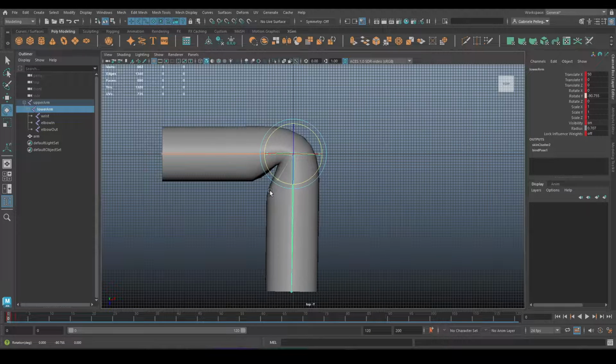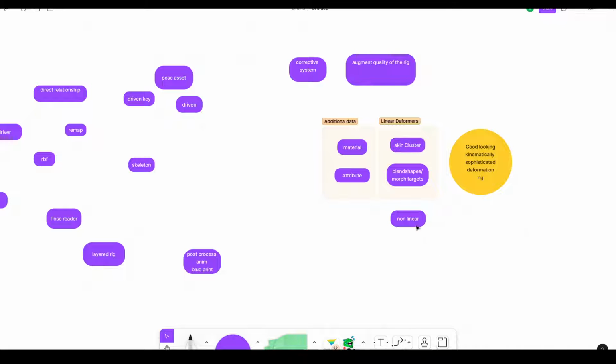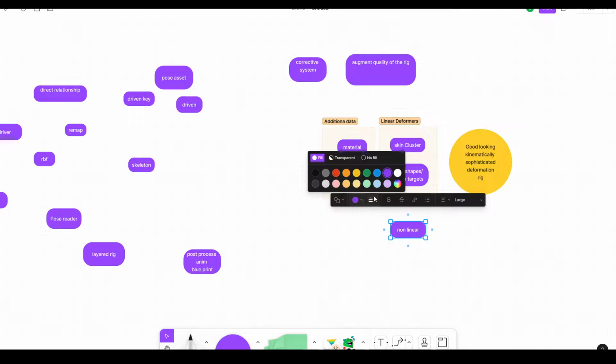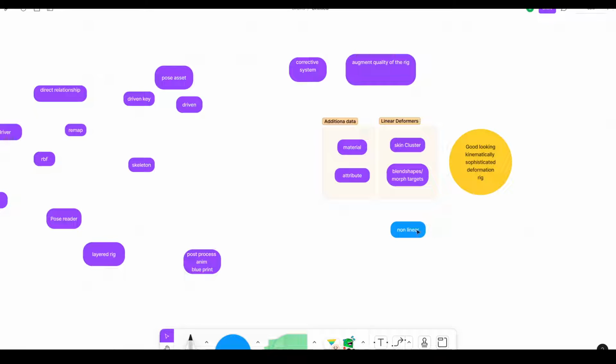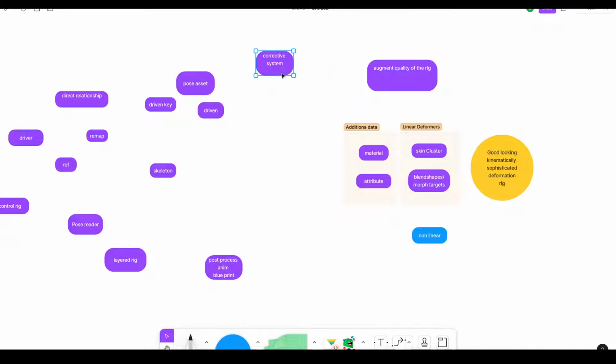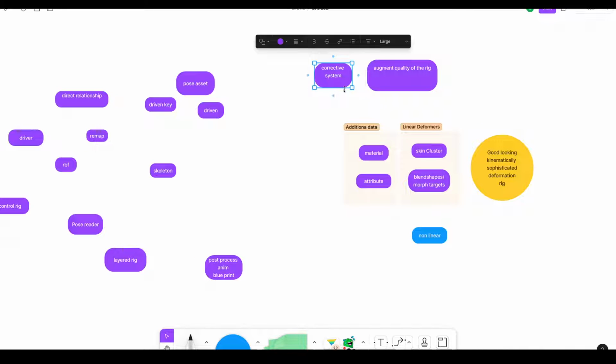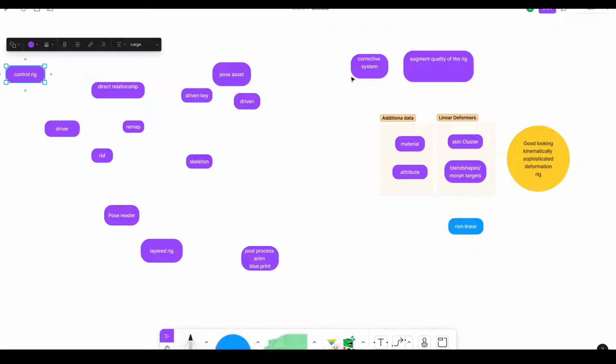Okay, so we said this is a goal. Let me put the goals in blue. This is something to keep in mind when you're designing your kinematics and your deformation. All of this is to have a system that creates a more sophisticated relationship between what's happening in the control rig at the very beginning up to the very end of the chain, which is the final result.